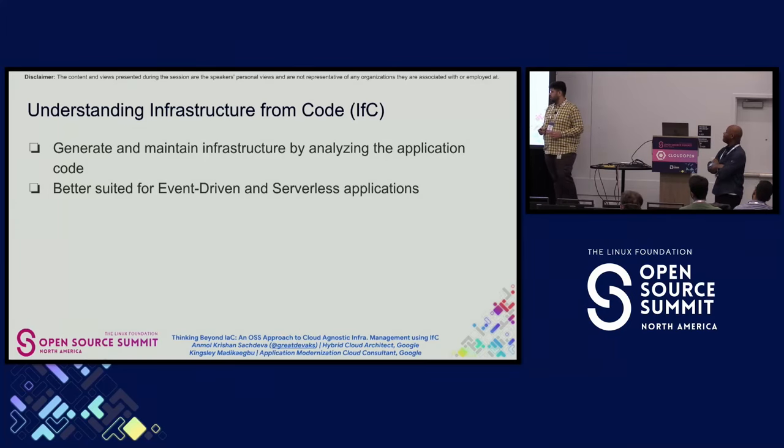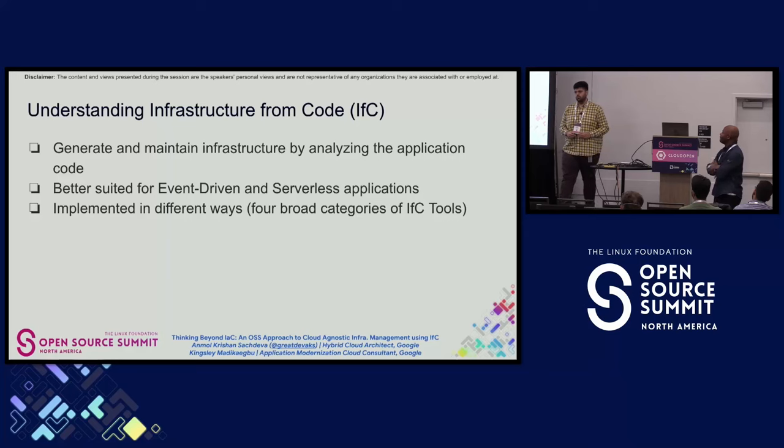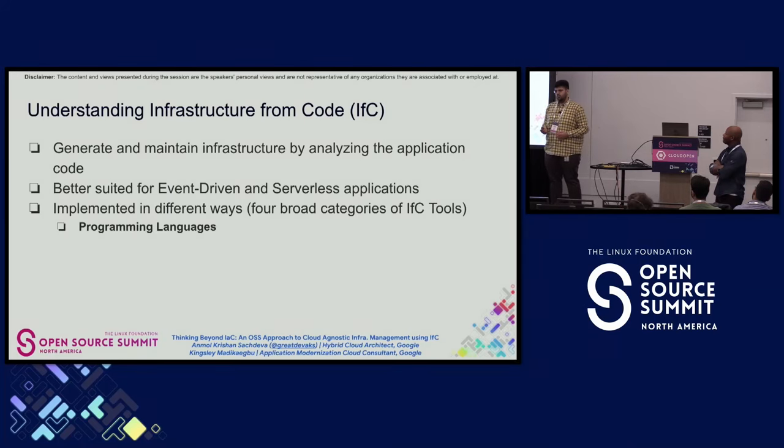There are different approaches or categories as to how infrastructure from code could be realized, and broadly, we have categorized them into four. The first one is programming languages. Some companies, open source as well as proprietary, have started to come up with new programming languages. Has anyone heard of Winglang or Darklang? These are programming languages built around the concept of infrastructure from code. They enable you to write applications in their language, and they can interpret what your application requirements are and accordingly create your infrastructure.